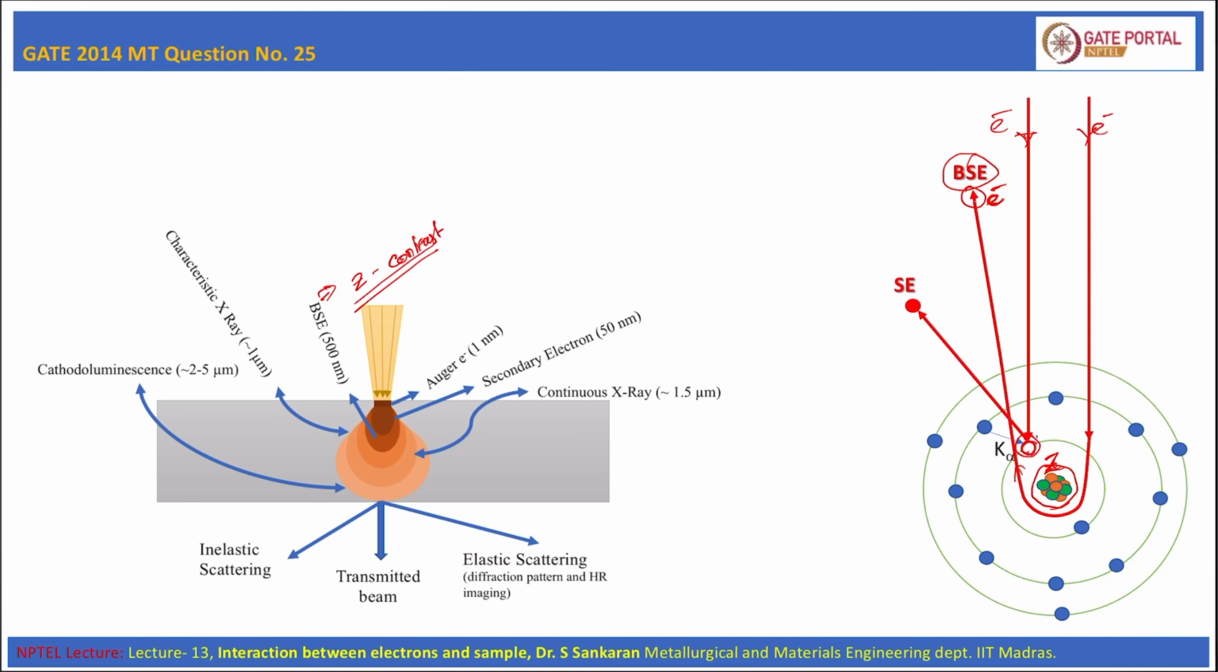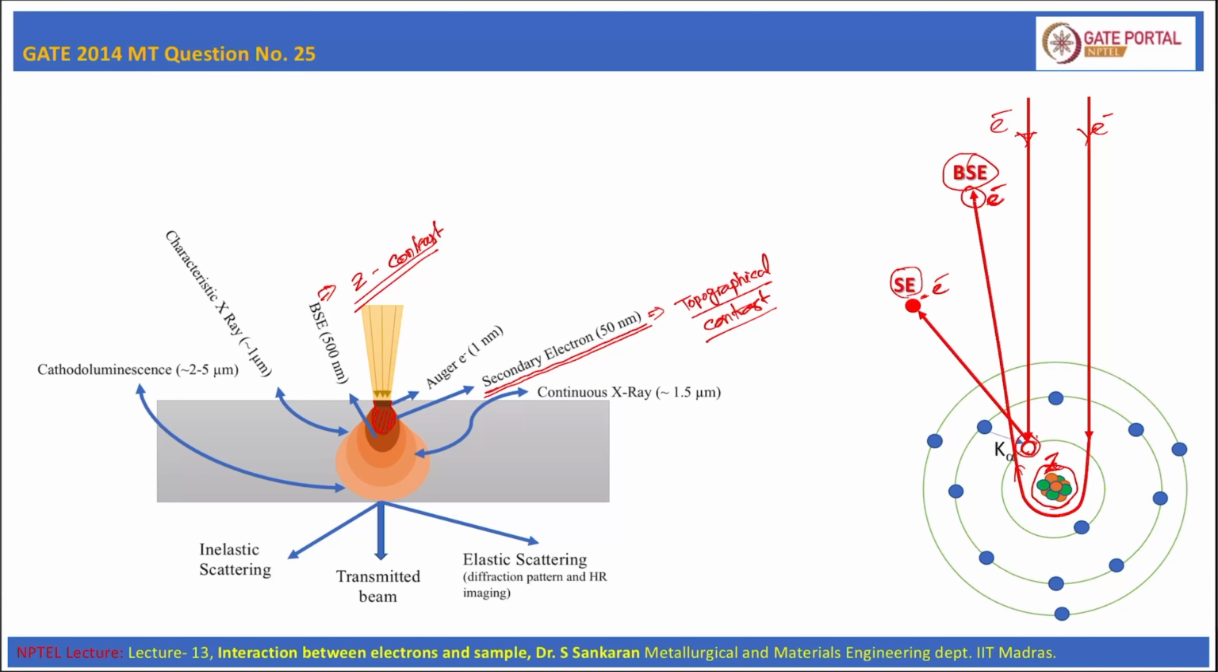Now if this incident electron beam is interacting with the electrons, it can knock out an electron from the inner shell of the atom, and this knocked out electron will come out of the atom as a secondary electron. As this process is happening because of inelastic scattering, the secondary electrons have very little energy, and so they can only come out from a very shallow depth of the specimen. So they will carry topographical contrast.